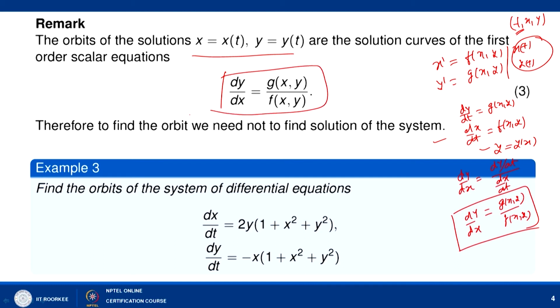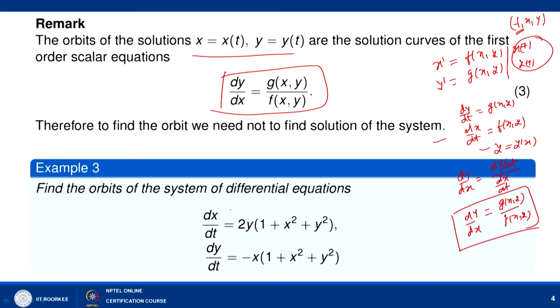Now, the solution curve of this scalar differential equation, first order scalar equation, is known as your orbit. The one good thing here is that we can find the orbit of the solution without actually finding the solution of the system x dash equal to f(x, y) and y dash equal to g(x, y). Therefore, to find the orbit we need not find the solution of the system, and that is one good thing about the orbit of the solutions. So, let us take one example and find the orbit.